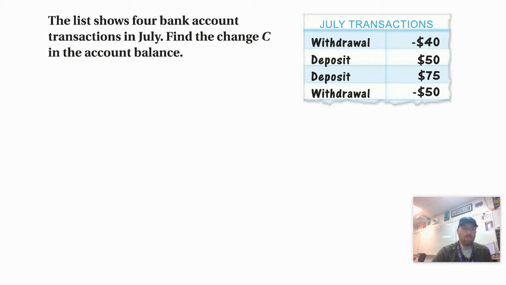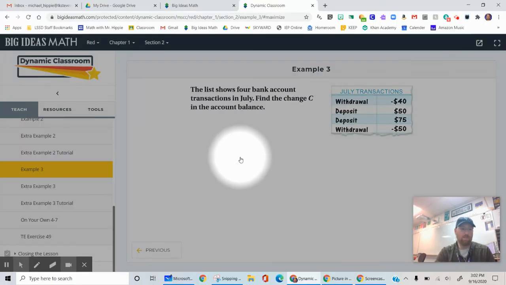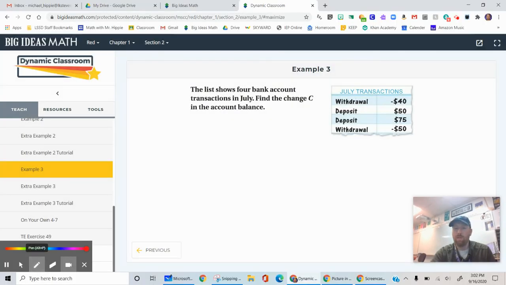So hopefully you can see here that I've got a withdrawal and a deposit of $50. So if I'm taking 50 out and putting 50 in, well, what happens there? Basically, these 2 numbers are going to cancel out. So at this point, now I have a negative 40 and a positive 75.